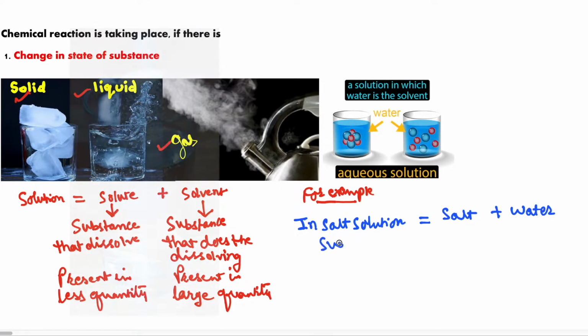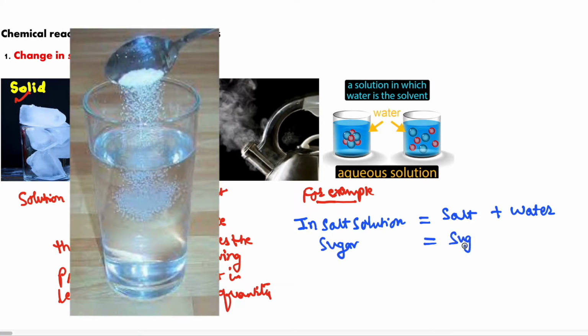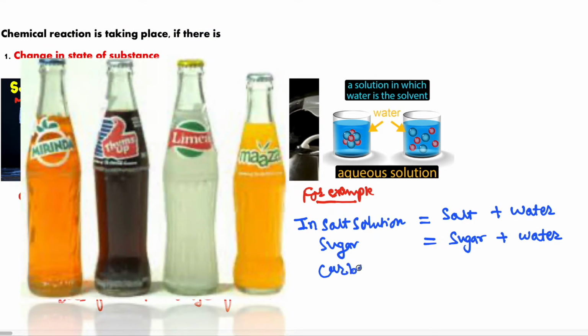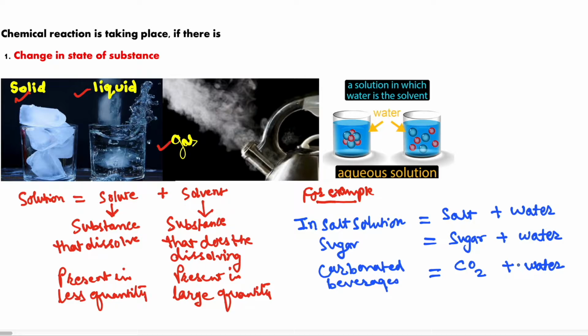In sugar solution, sugar is the solute present in small quantity, and water is the solvent present in large quantity. In carbonated beverages, carbon dioxide is the solute present in a small quantity, dissolved in water which is present in large quantity.